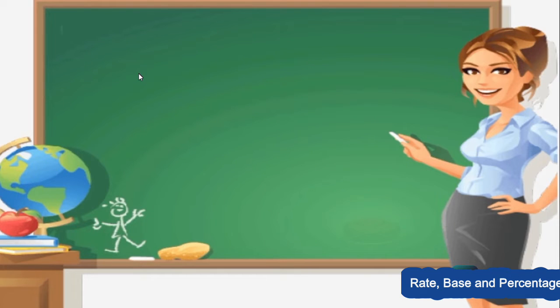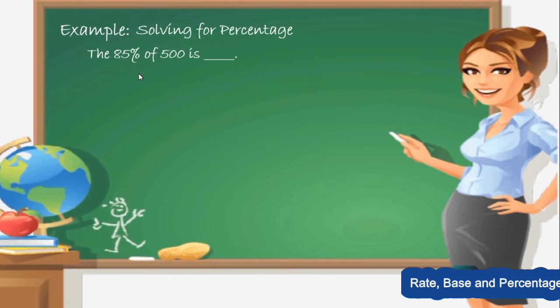Let's see an example. Solving for percentage. Example: the 85% of 500 is blank. What is 85%? 85% is the rate. How about 500? 500 is the base and blank is the percentage. We're going to multiply: rate times base is equal to percentage.